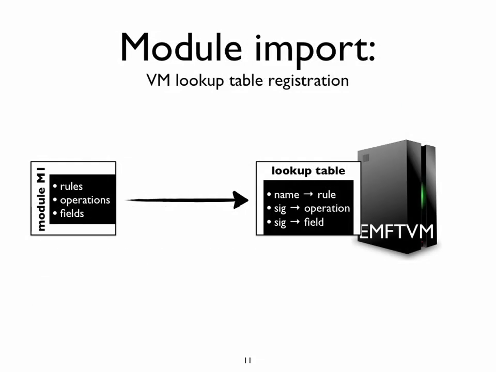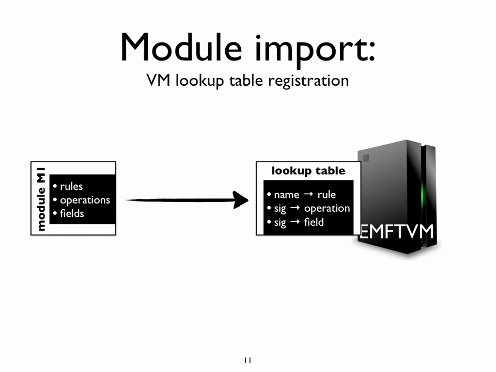So now we know a bit about rule inheritance. Now let's look at module import. Module import is a construct that most model transformation languages already support. It's very basic. The difference here is that we align module import with rule inheritance. For that we first need to understand how rules, operations and fields are stored, or rather registered, inside the VM. They all go in a lookup table.